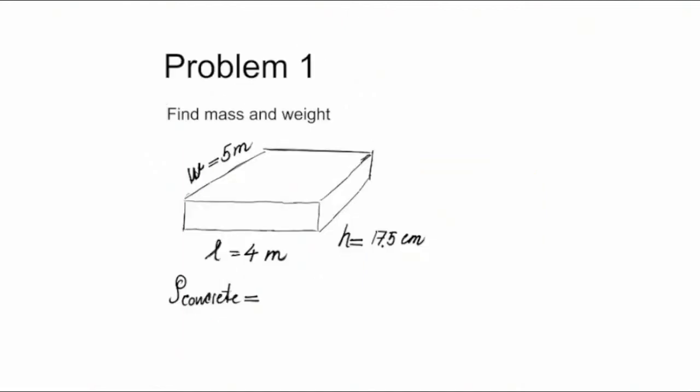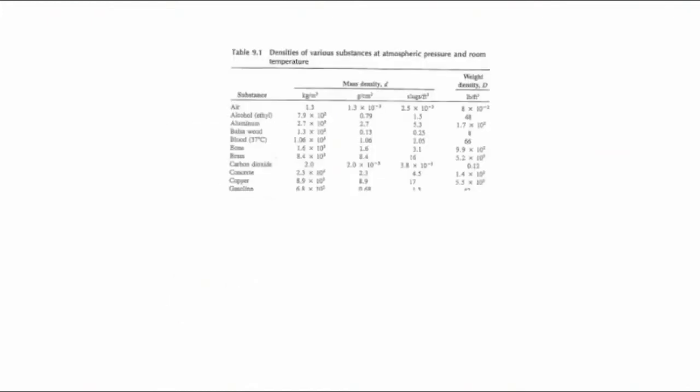As always, we start by writing up the problem. This is about finding mass and weight. We do a sketch and we write up the information we have. So what we miss now is the density for concrete, and this one has to be looked up in a table. Look at a table of densities of various substances.